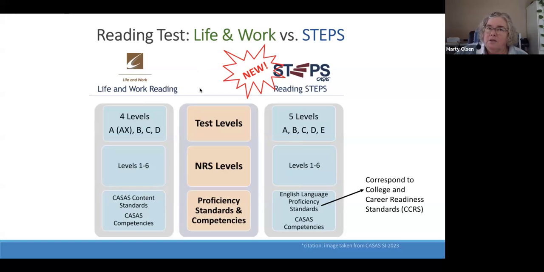Now, don't get too excited about that. Those English language proficiency standards correspond directly to the college and career readiness standards that we've been talking about in Minnesota for several years now. Christine will talk a little bit more about those standards when she talks about instructional implications.